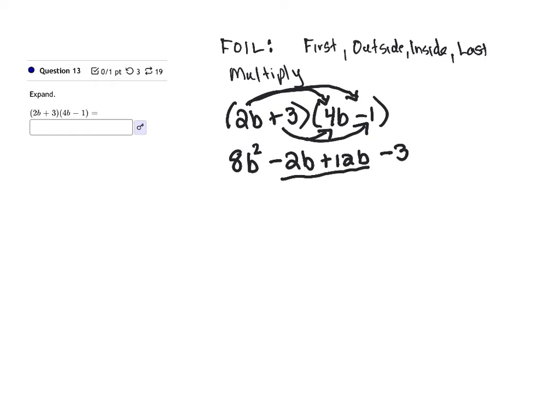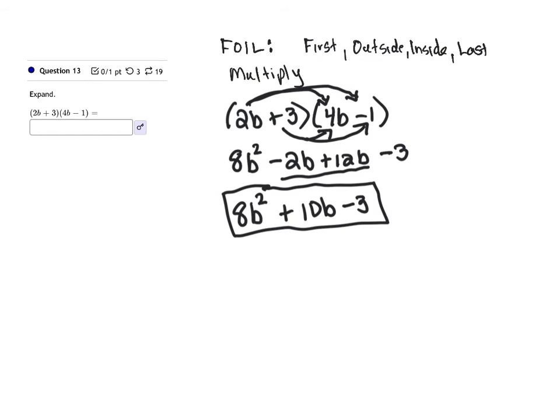These two are like terms because they both have a b. There's nothing that goes with the 8b squared because there's not another b squared term. Negative 2b plus 12b, signs are different. We're going to subtract, take the sign of the larger number. So that would be plus 10b and then minus 3 on the end. So that is our trinomial. That's what we get when we multiply 2b plus 3 times 4b minus 1.